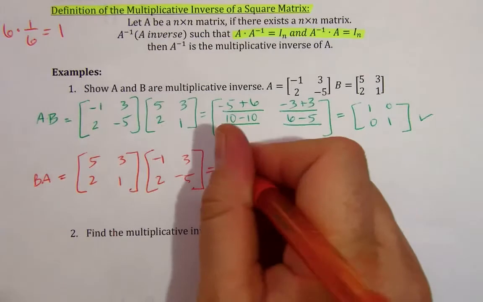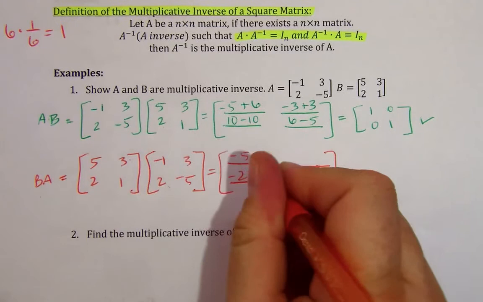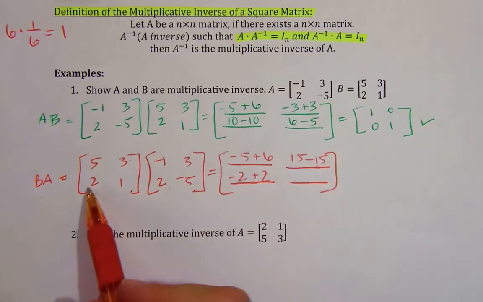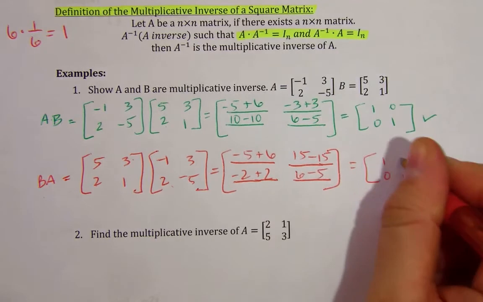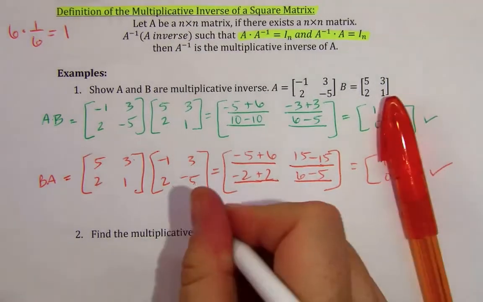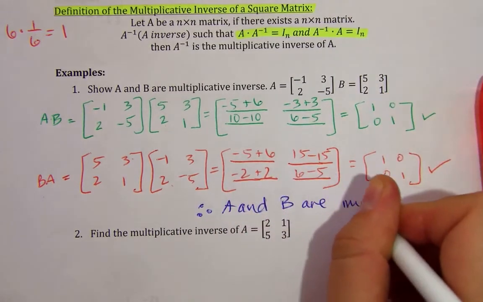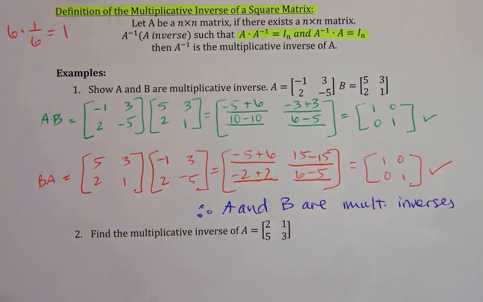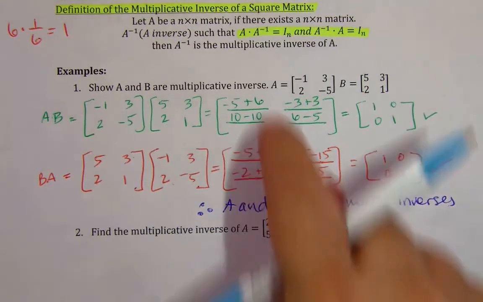So multiplying 5 times 1 is -5, 3 times 2 is 6, 2 times 1 is -2 plus 2, 5 times 3 is 15, minus 15, and then we have 2 times 3 is 6, and -5, and that again gives us 1, 1, 0, 0. So that means A and B are multiplicative inverses. This is your answer. Showing the work that they are inverses is what your answer is. So you can't just say this, you need to show it here.